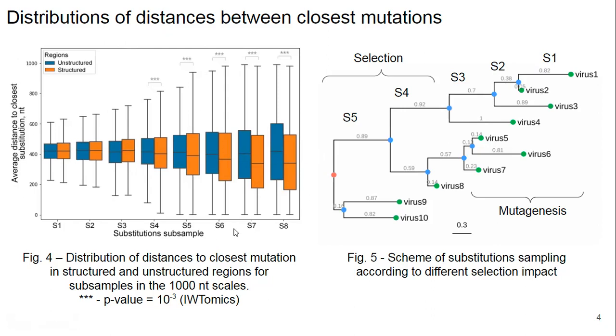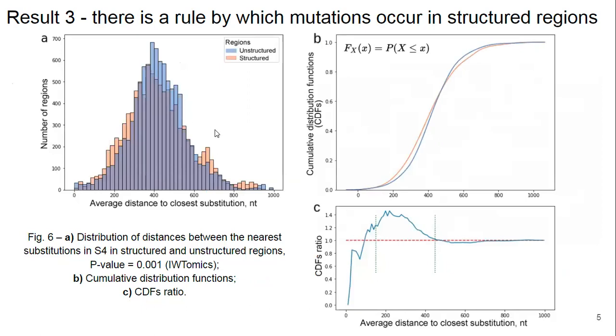See figure 4. We can see that for the first 3 samples, for structured and unstructured regions, there are no significant differences. They are equal. But for other samples in structured regions, orange bars, we observe less distance between closest mutations. Let's look at sample 4 in detail, these bars. The distributions strongly overlap, but differ statistically significantly. In the area where distance is equal to about 200 nucleotides, it can be seen that structured regions prevail.